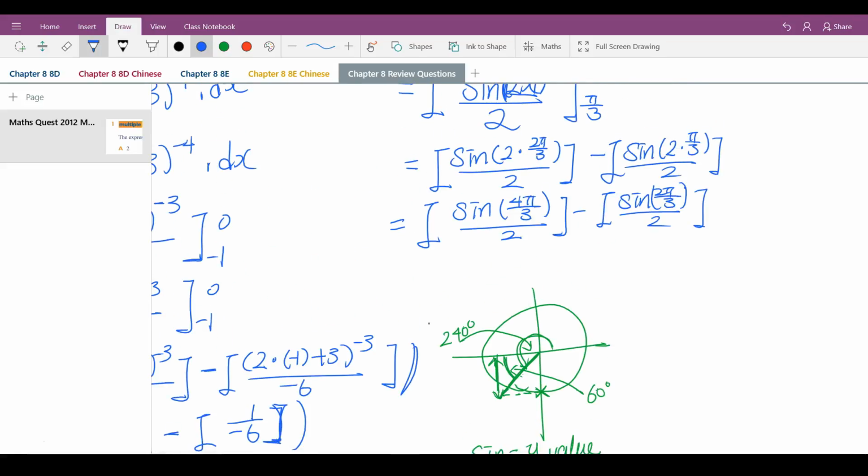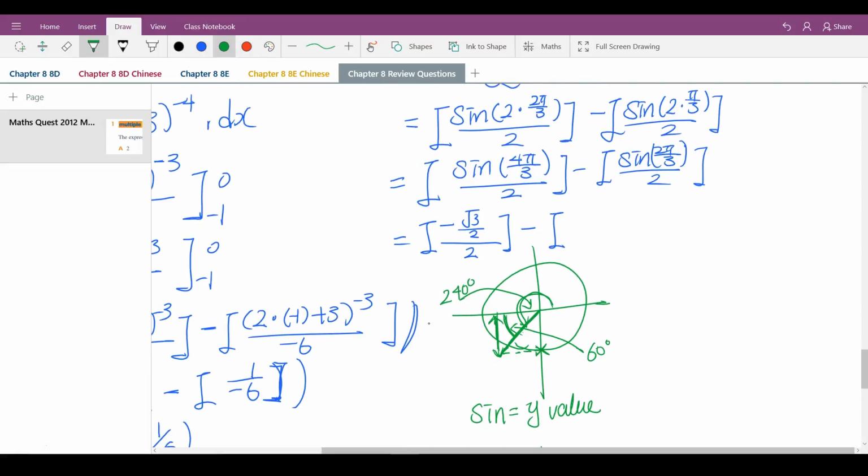So change back to blue. So that is just equal to negative root 3 over 2, all over 2. Minus, alright, so what is sine 2 pi over 3? Now, 2 pi over 3, I believe is 100 something. So 2 pi over 3 is 120.